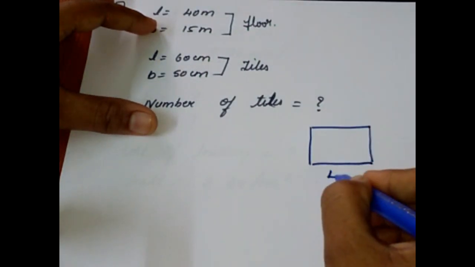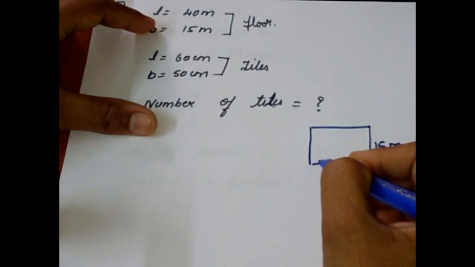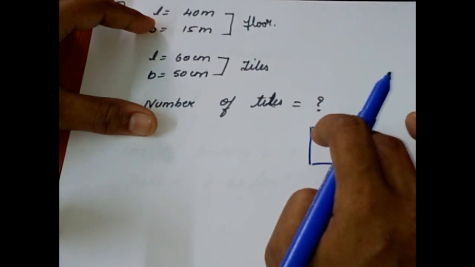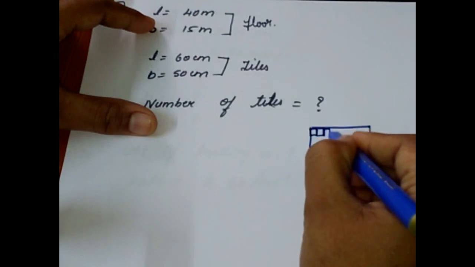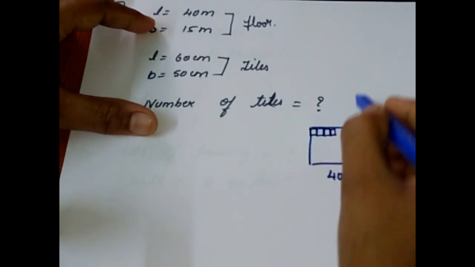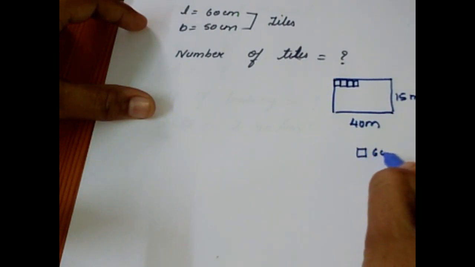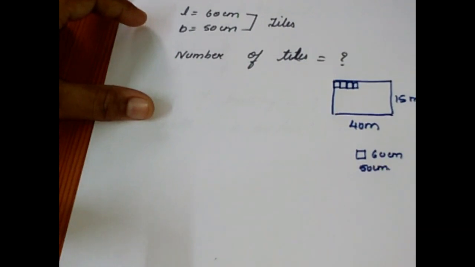The floor is 40 meter by 15 meter, and this rectangular portion is being filled with tiles. The measure of one tile is 60 centimeter by 50 centimeter.